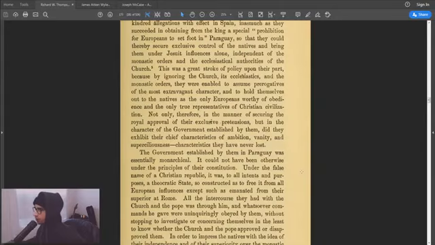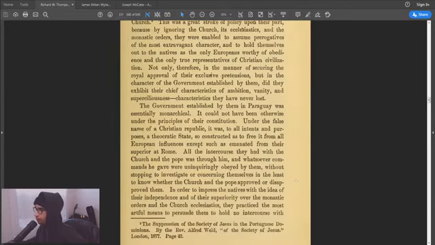The government established by them in Paraguay was essentially monarchical. It could not have been otherwise under the principles of their constitution. Under the false name of a Christian republic, it was, to all intents, a theocratic state, so constructed as to free it from all European influences except such as emanated from their superior at Rome. All the intercourse they had with the church and the Pope was through him. And whatsoever commands he gave were uninquiringly obeyed by them, without stopping to investigate or concerning themselves in the least to know whether the church and the Pope approved or disapproved them.